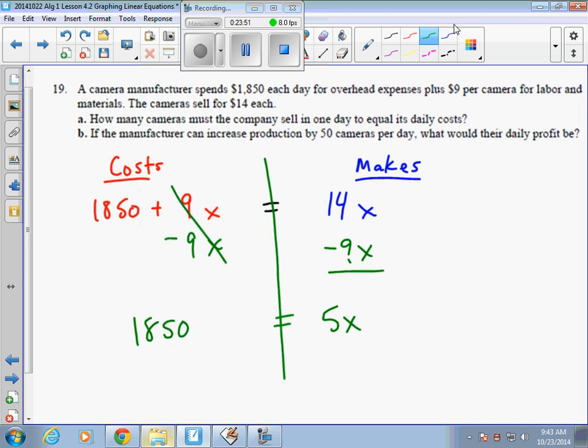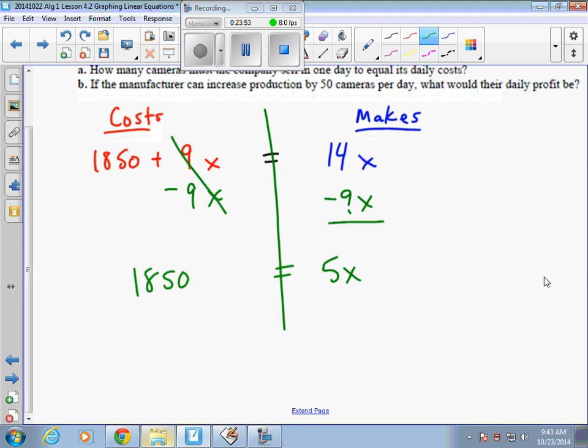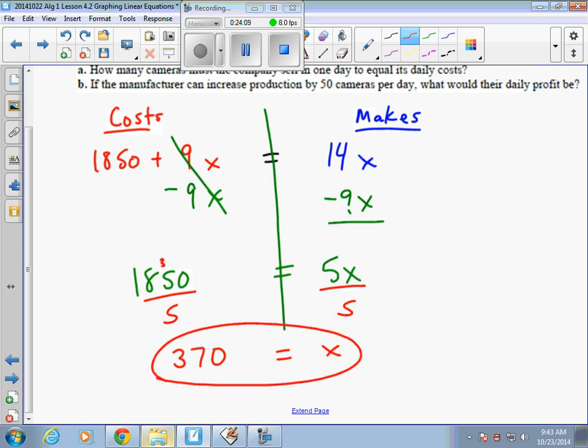Get rid of 5 times something by dividing by 5 on both sides. 5 goes into 18 3 times, and there's 3 left over. 5 goes into 35 7 times, and it goes into 0 0 times. So 370 is equal to X. So what this is saying is he has to make 370 cameras, or sell 370 per day in order to equal his costs.